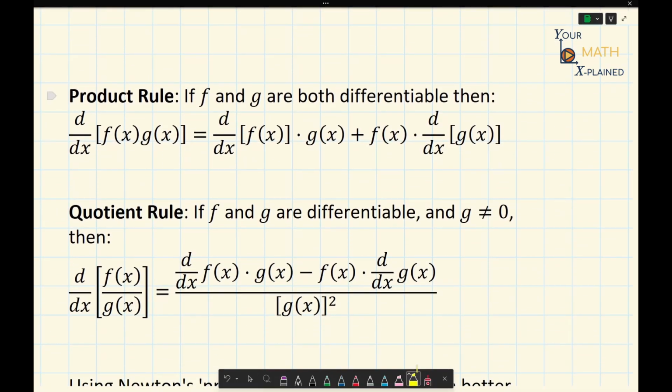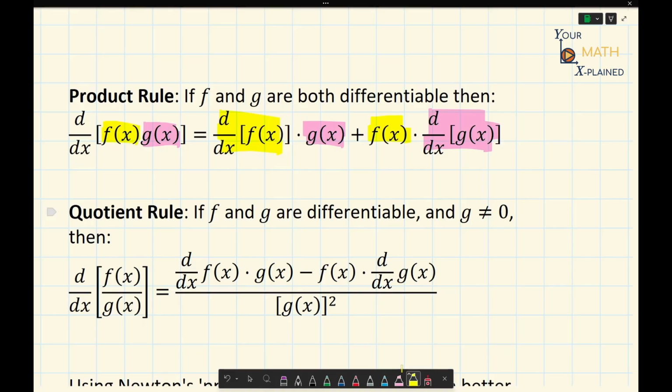So the product rule says that if we have f and g and they're both differentiable, then the derivative of f of x times g of x is equal to, we're going to take the derivative of f of x, multiply it by g of x without doing anything to it, and then we add f of x without doing anything to it, and multiplying it by the derivative of g of x.